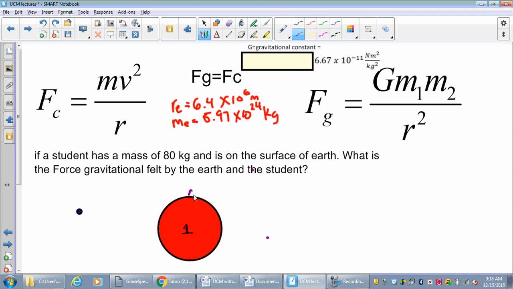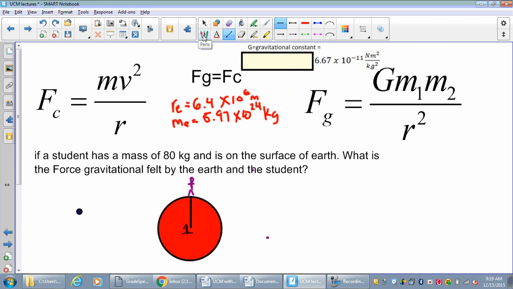All right. So it's important to note that if you're on Earth's surface, the radius is the distance between the two objects, right? We talked about how the radius is the distance between the two centers. The radius of the Earth is so big that a student on Earth is not going to add almost anything. So we can just call the radius of the Earth, which is 6.4 times 10 to the 6 meters, the radius here.